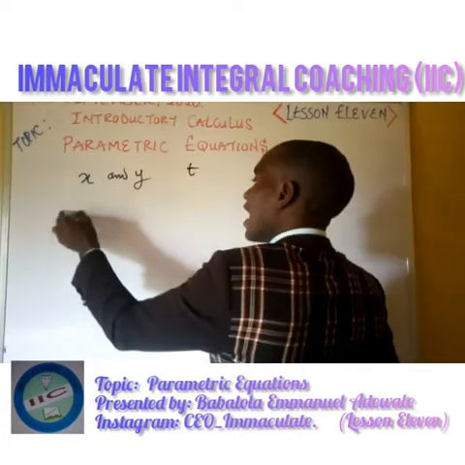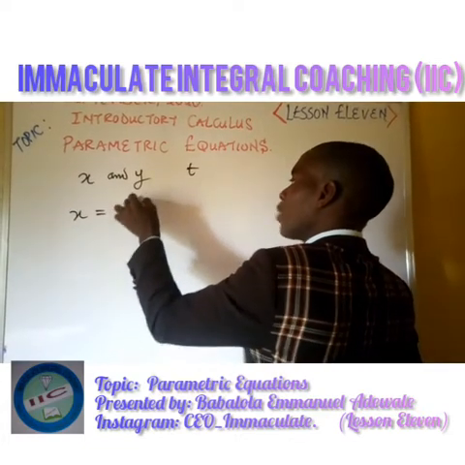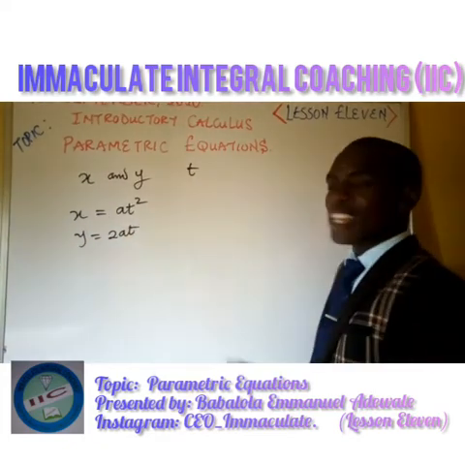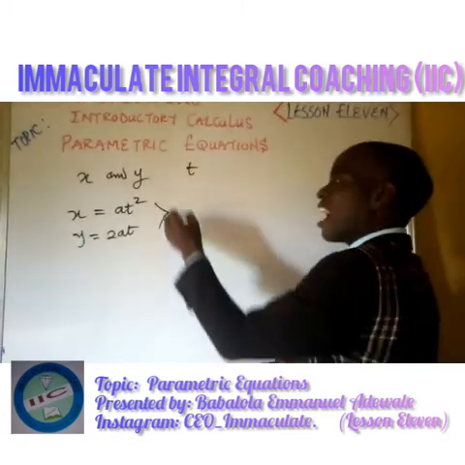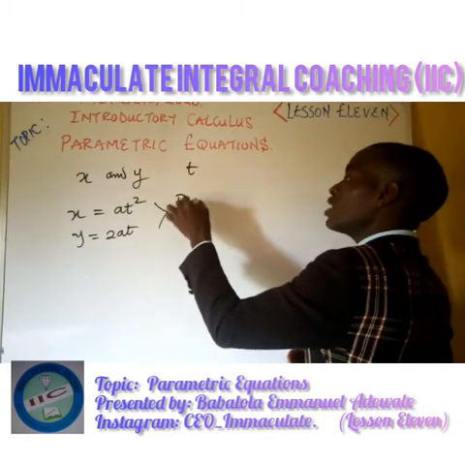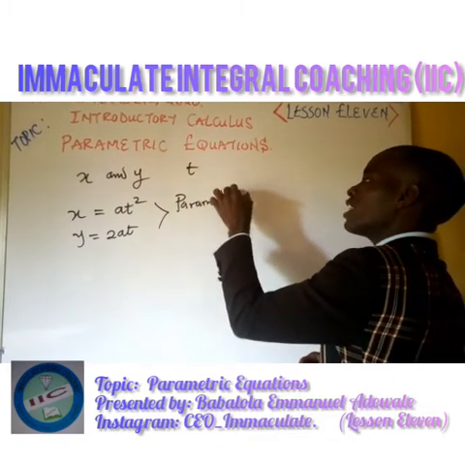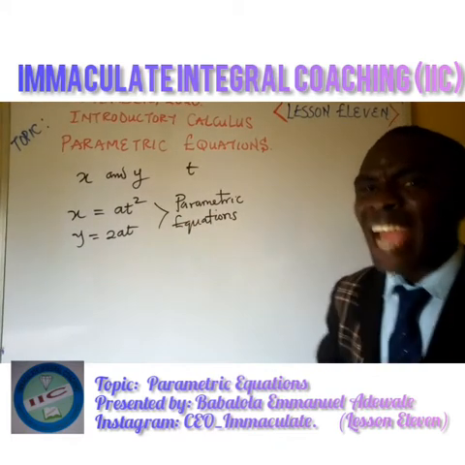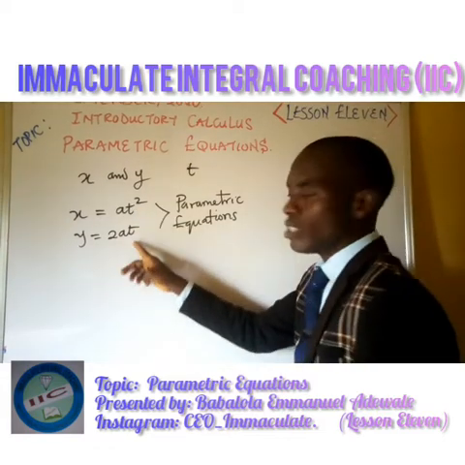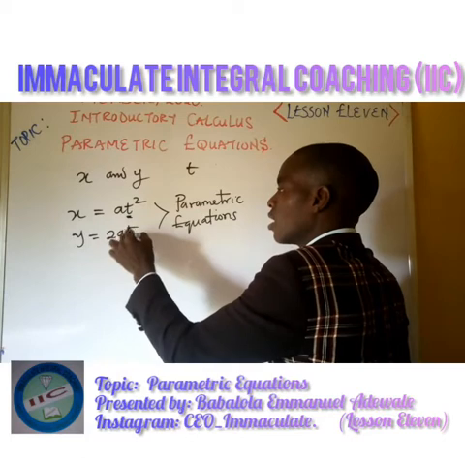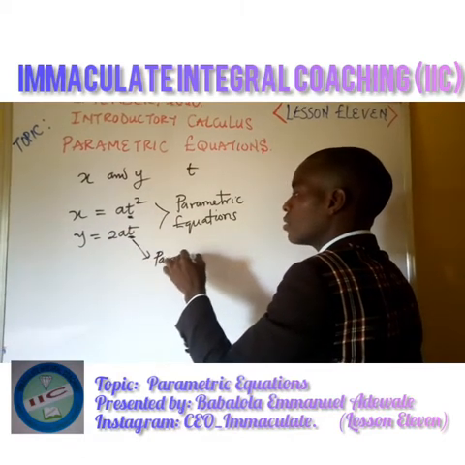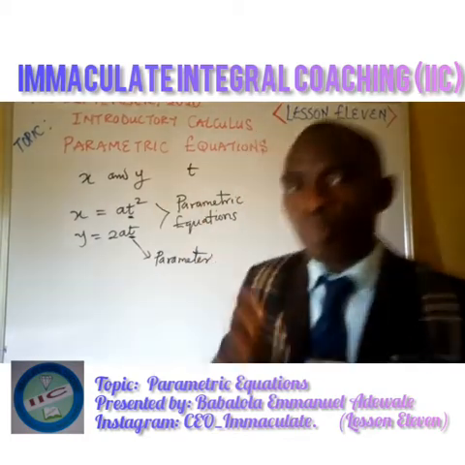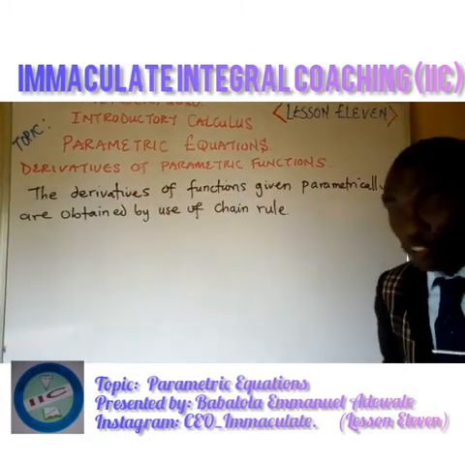So the equation x equals at squared and the equation y equals 2at. These two equations are referred to as parametric equations. Why is the independent variable t referred to as a parameter? So let's consider the following parametric function.